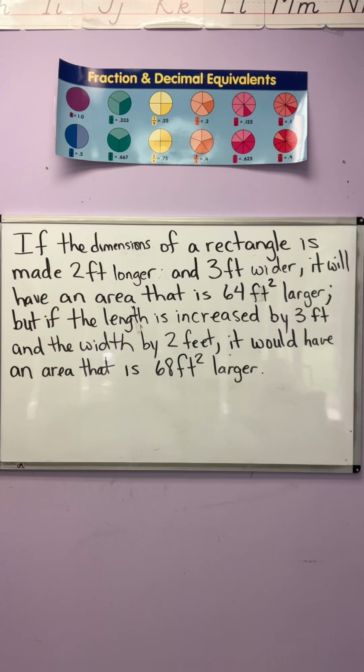If the dimension of a rectangle is made 2 feet longer and 3 feet wider, it will have an area that is 64 square feet larger. But if the length of that same rectangle is increased by 3 feet and the width by 2 feet, it will have an area that is 68 square feet larger.